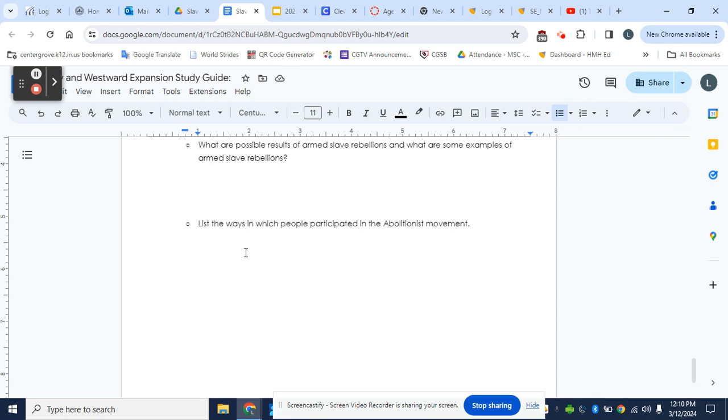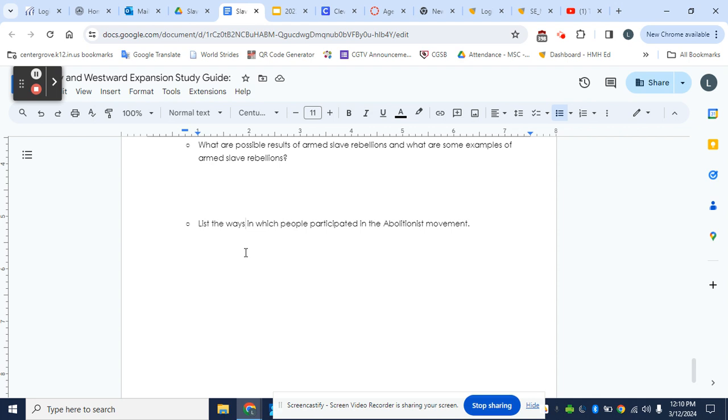Now, the abolitionist movement is going to be that movement that is geared towards trying to get rid of slavery in the United States. And there's a number of ways in which people could participate. Abolitionists were not just white Northerners either. There were free African Americans living in the North that could also be part of the abolitionist movement, and even former slaves. So people who had escaped slavery in the South could also lend their assistance and become part of the abolitionist movement as well.